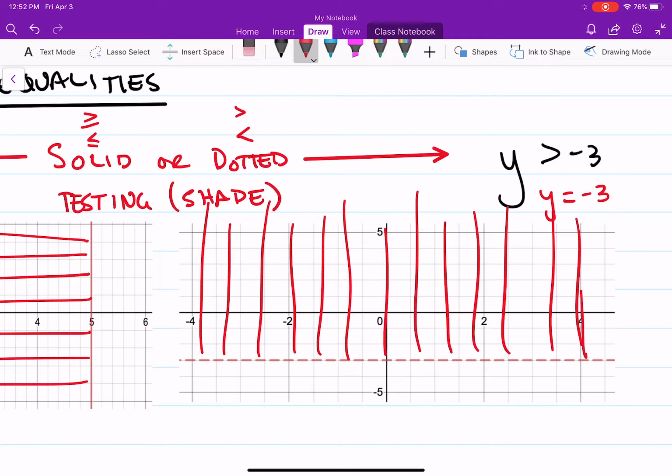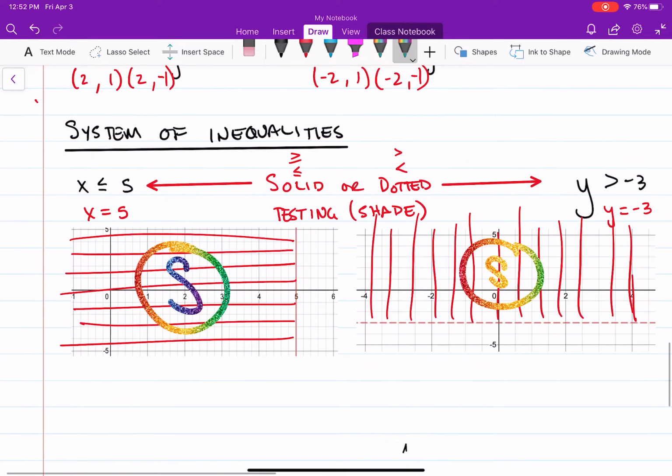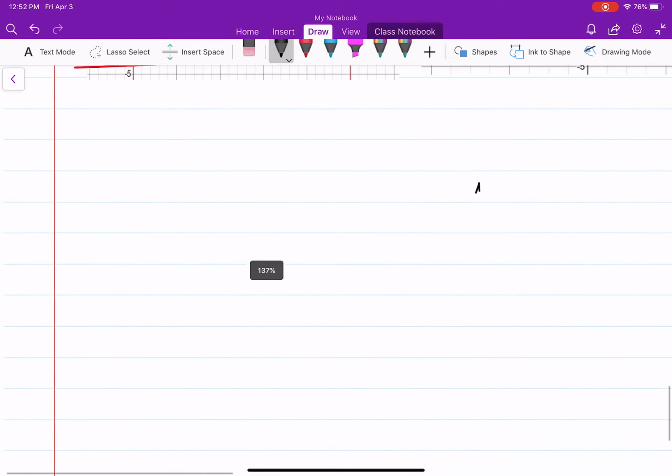Okay, and again, same thing, this shaded area would be my solution. Okay, all right, let's do some harder problems here. Let's do it as if it was just a single piece here.